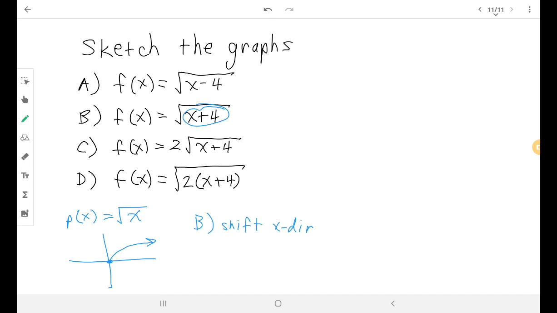So see that it's right there inside of the square root. And then it's plus 4, and x direction is the opposite of what you expect. So we get minus 4. So for B, again, only one shift, and we do it in the x direction. And other than that, it looks like the parent function. Okay, I'll give you a moment to look at that one.